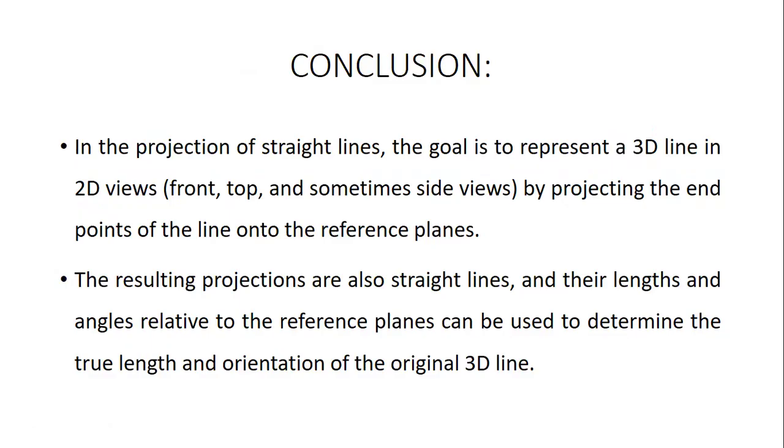So with this information, I summarize that the projection of straight line, the major goal is to represent the 3D line in 2D view by documenting the front view, top view, and sometimes the side view by projecting the end points of the line onto the corresponding reference plane. The resulting projections are also considered to be a straight line and showing the true length and angles relative to the particular reference plane. So this can be used to determine the true length and orientation of the original 3D line in pictorial projection.